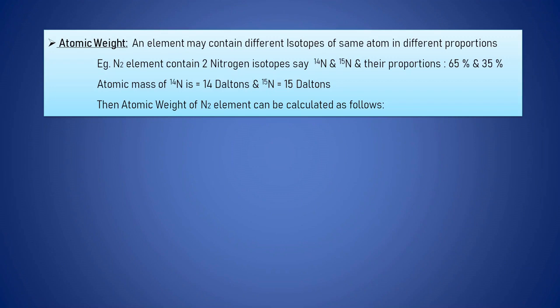For example, if we take the N2 element, it contains two nitrogen isotopes, N14 and N15, and their proportions are 65% and 35%. That means the N2 element contains N14 in 65% and N15 in 35%. Generally we calculate atomic mass as the proton and neutron number, so N14 atomic mass is 14. The mass number is equal to atomic mass, and N15 has mass number 15, that is 15 daltons.